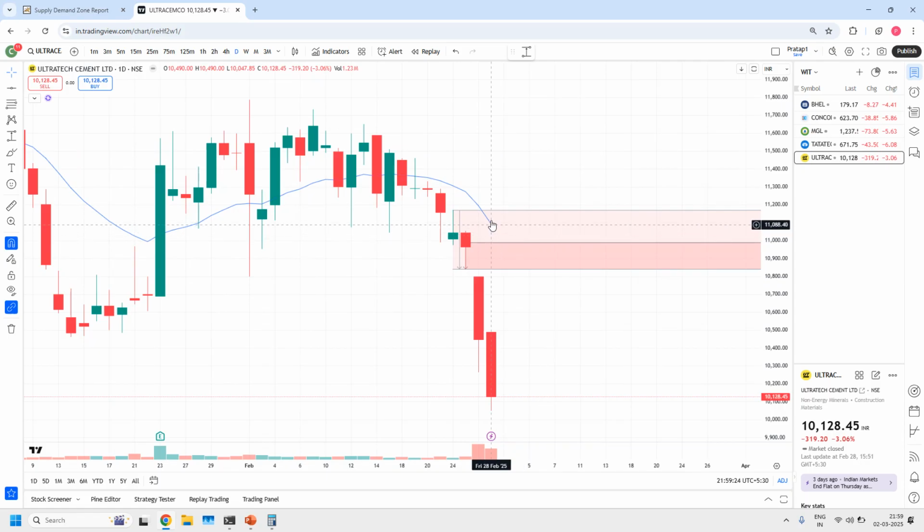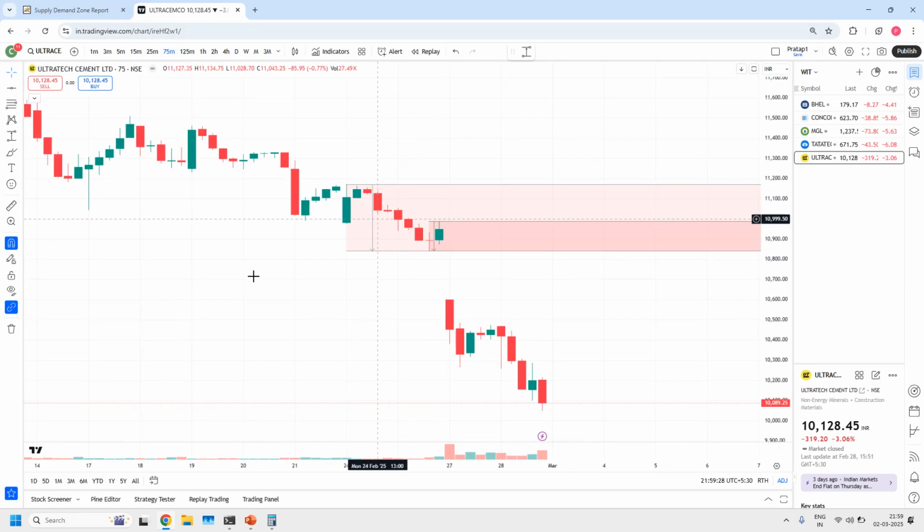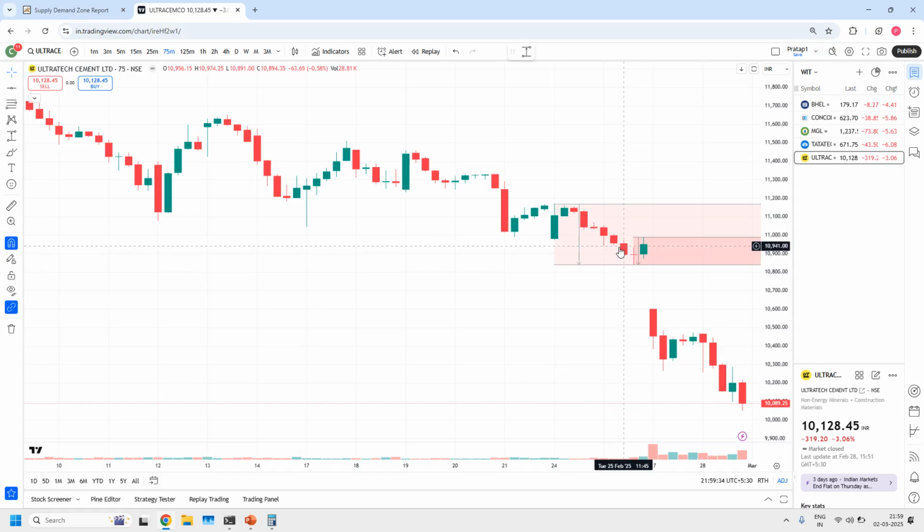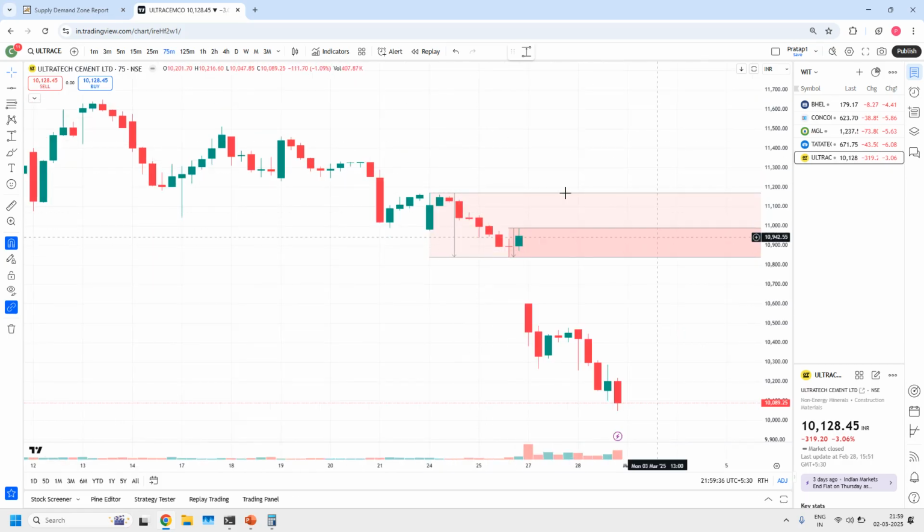Having EMA confluence, let us make sure there is no supply zone here. No supply zone. This is a base candle. You can't keep it as a leg out. So this is the only zone we have inside this 75-minute supply zone.